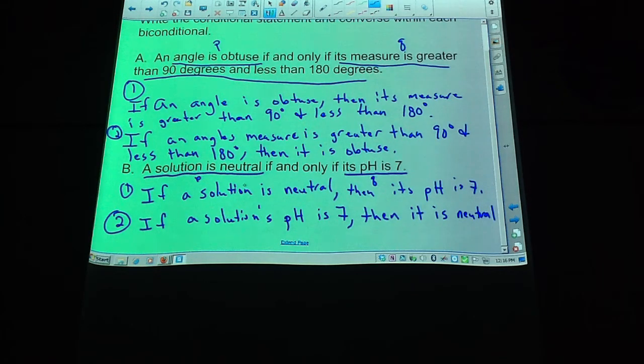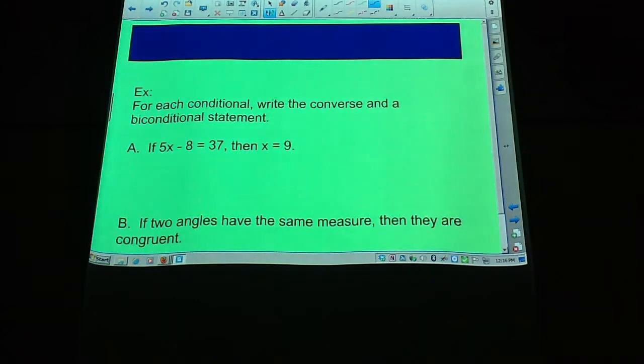So notice I've got P implies Q, and here we've got Q implies P, and if both of these are true, then I could write the biconditional. Alright, let's move on.